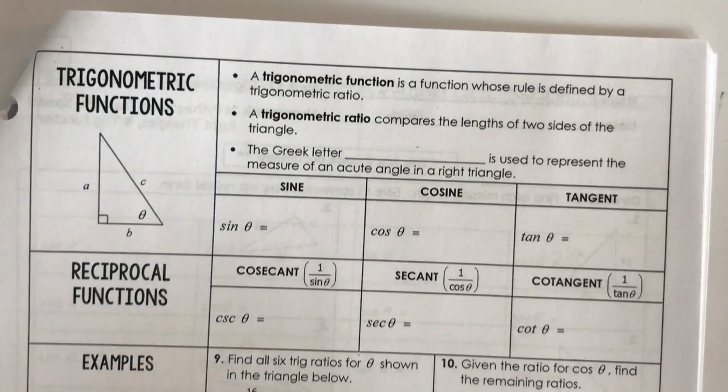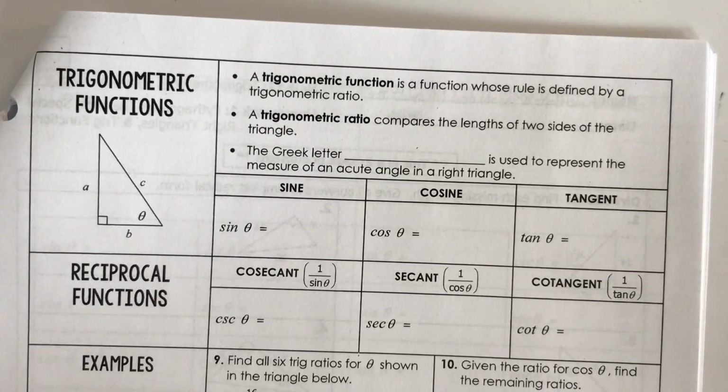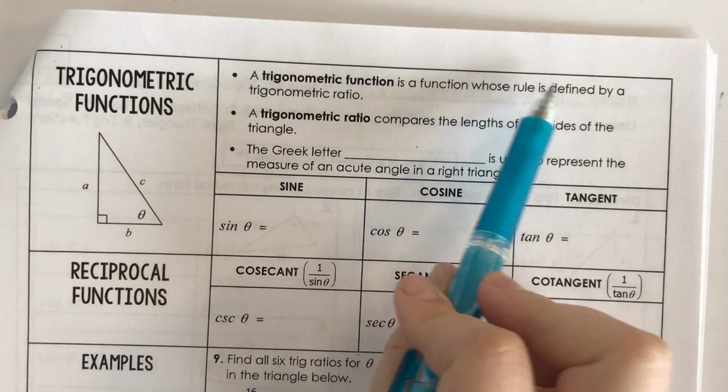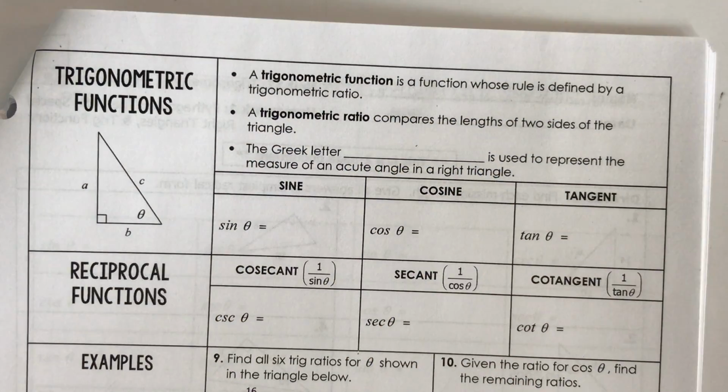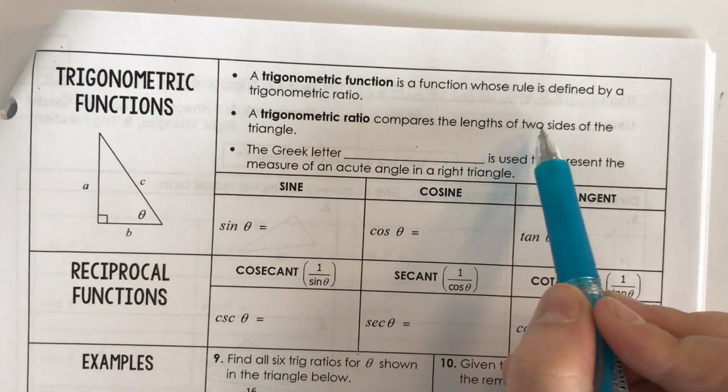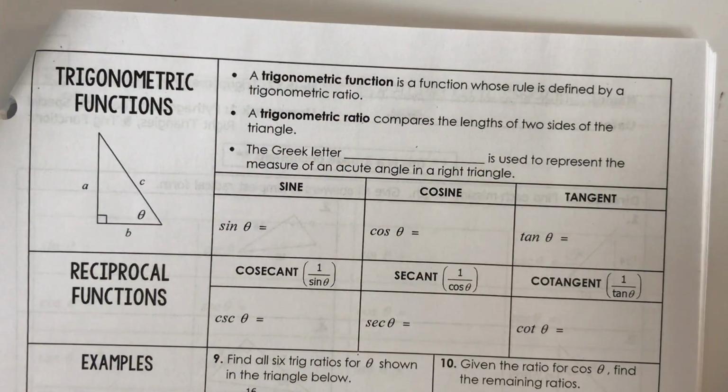Now for the fun part. Trig ratios. A trigonometric function is a function whose rule is defined by a trig ratio. A trig ratio compares the lengths of two sides of the triangle. You're going to take two sides of a triangle and divide them. And that's it. That's what a trig ratio is. Your job will be to recognize which sides you are dividing.